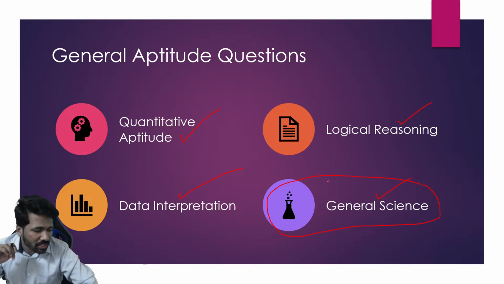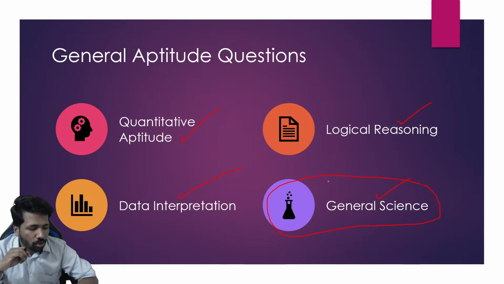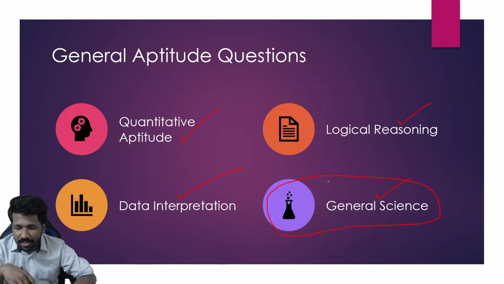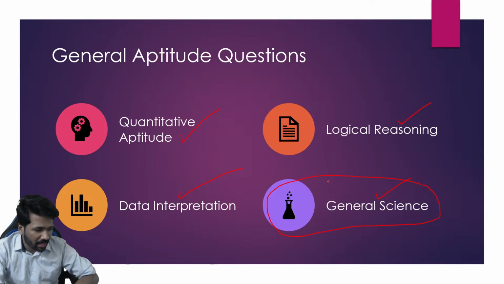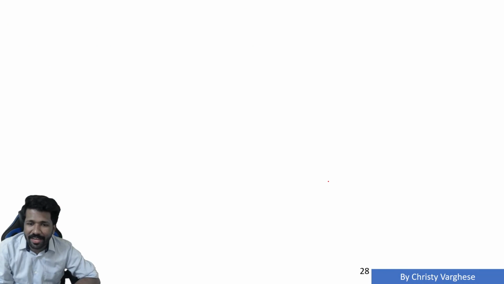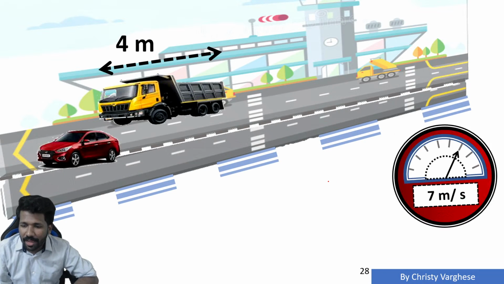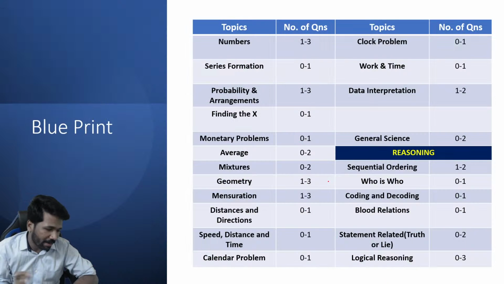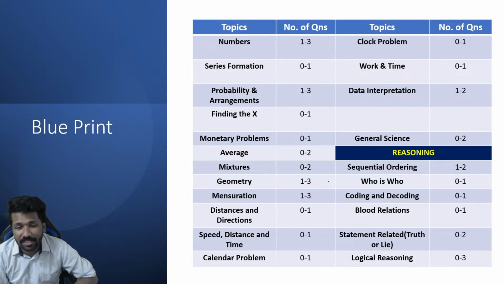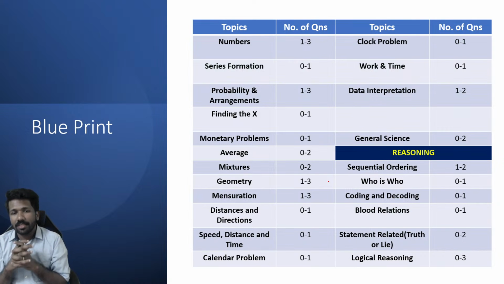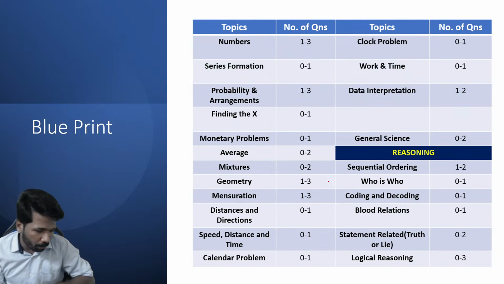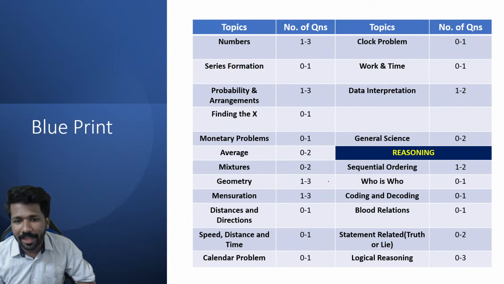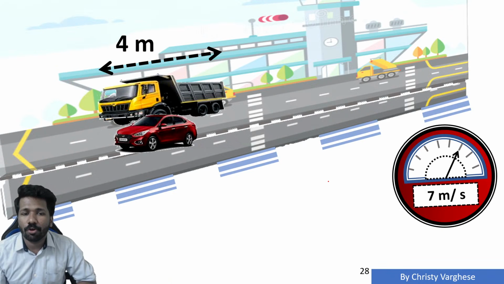What are these 4 units? Quantitative aptitude, logical reasoning, data interpretation and general science. Once again I am telling, we are doing a detailed analysis of the syllabus. I will explain about how many questions from each chapter or which are the chapters. That also we will discuss in detail. These are the blueprint. I will come to the blueprint. Before that, I will give you an idea about these 4 units.